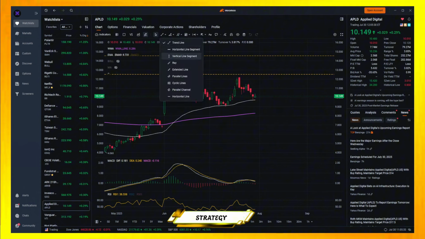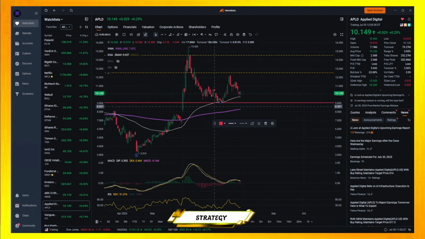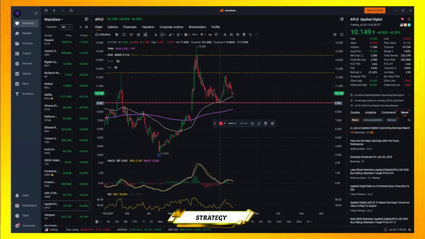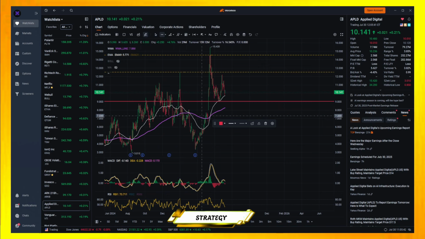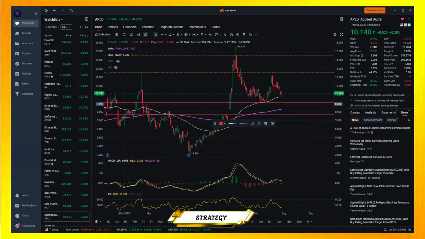Let's just draw out the horizontal support here at 9. 9 is the big level coming up. If it drops there, then honestly, I would say keep adding as it goes down lower. Every dollar that it goes down lower, add another 100 shares. If you have a bigger account, then add the equivalent, 200 shares at a time, whatever the case may be.